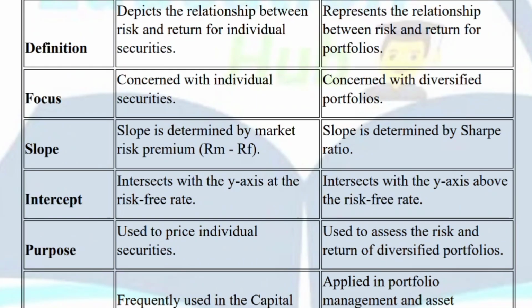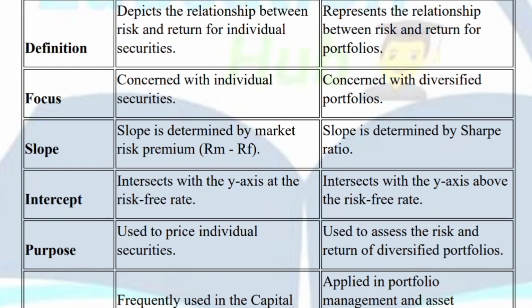Thereafter, the differentiation is on the basis of purpose. The security market line is used to determine the price of an individual security. In short, it helps the investor determine whether the security is undervalued, overvalued, or fairly priced. But on the other side, the capital market line is used to assess the trade-off between risk and return of a diversified portfolio, and it helps investors balance risk and return of different portfolios very efficiently. Okay, so this is the differentiation on the basis of purpose.